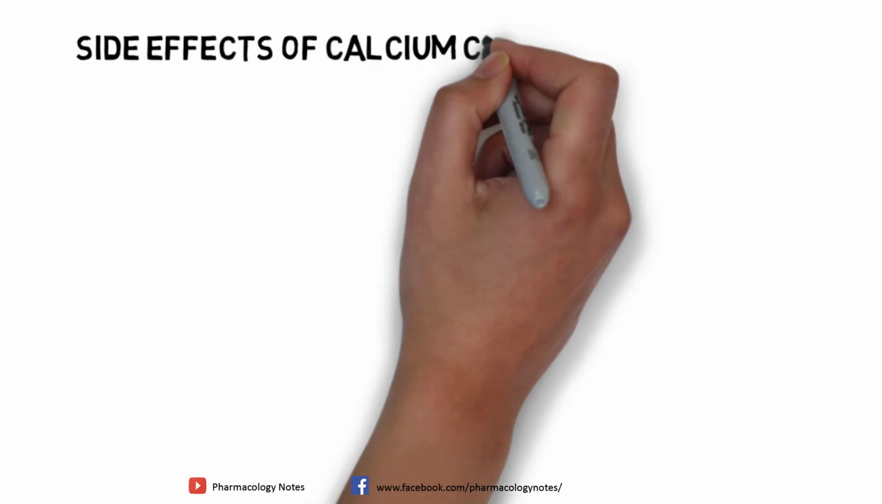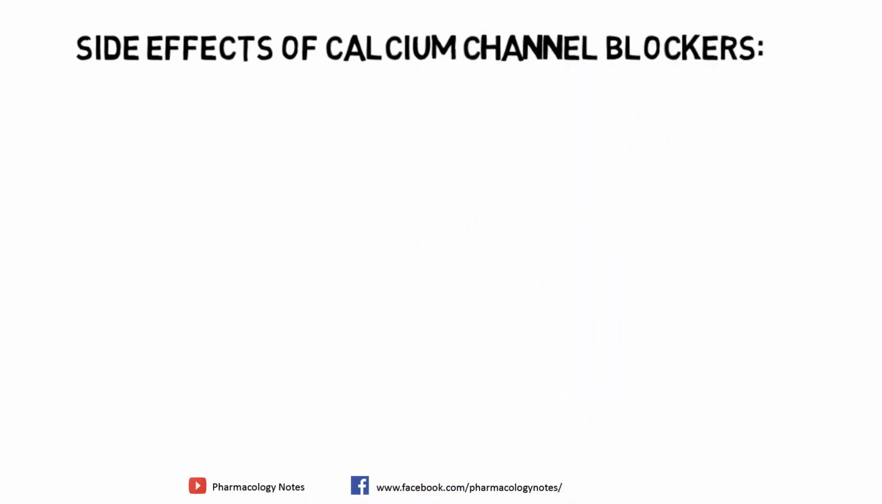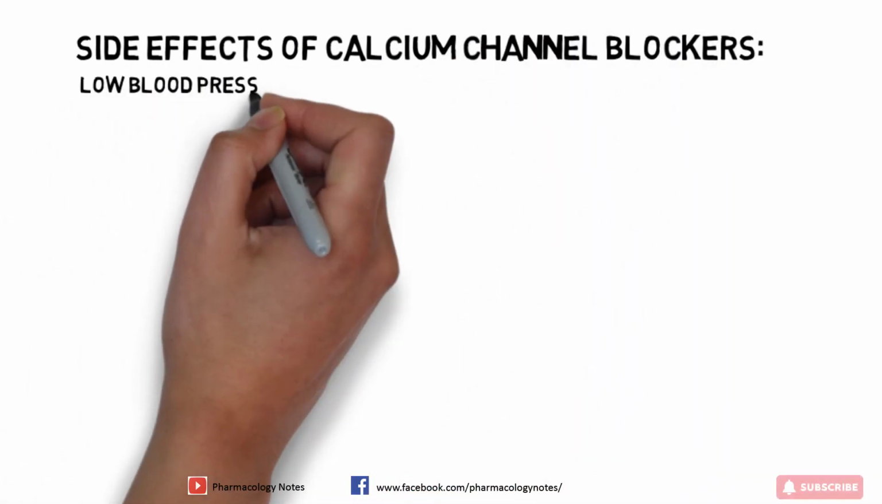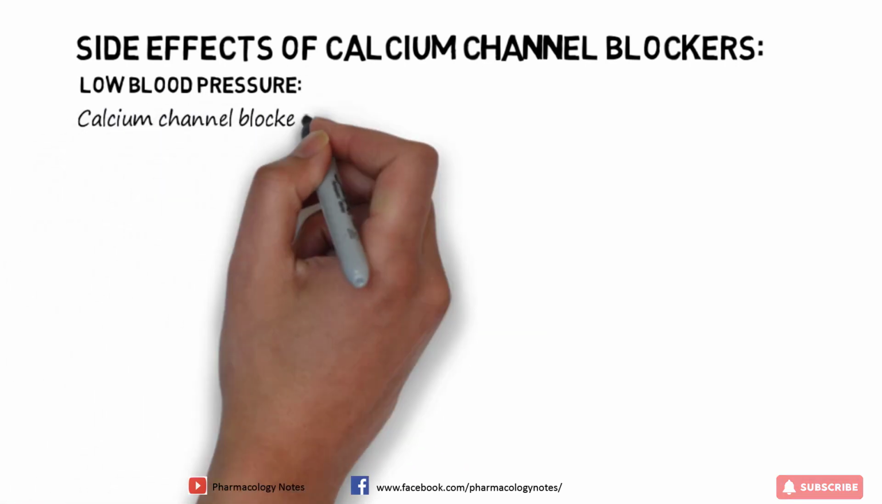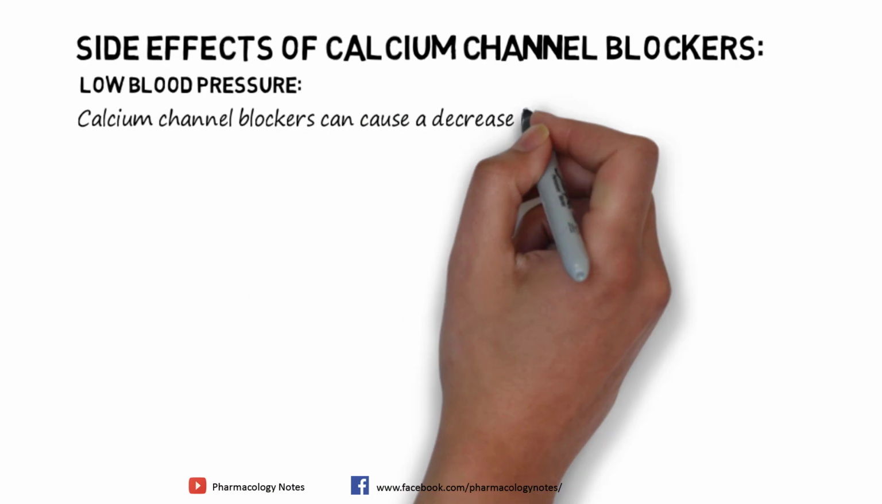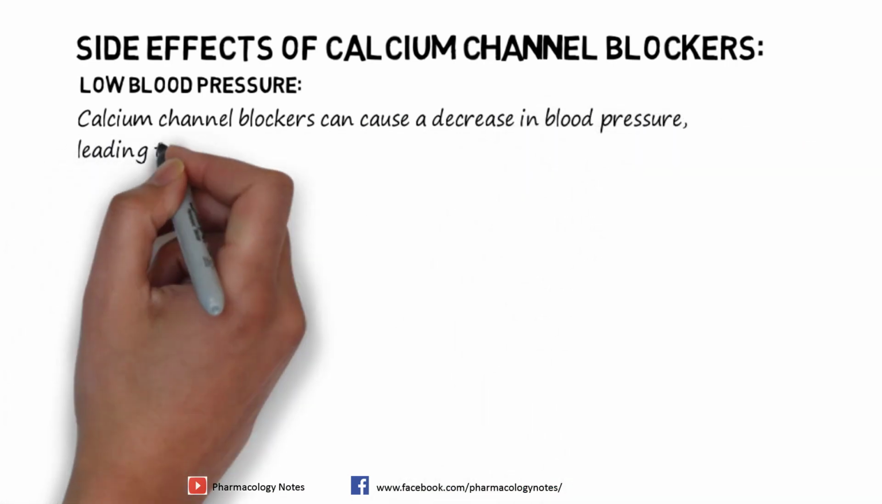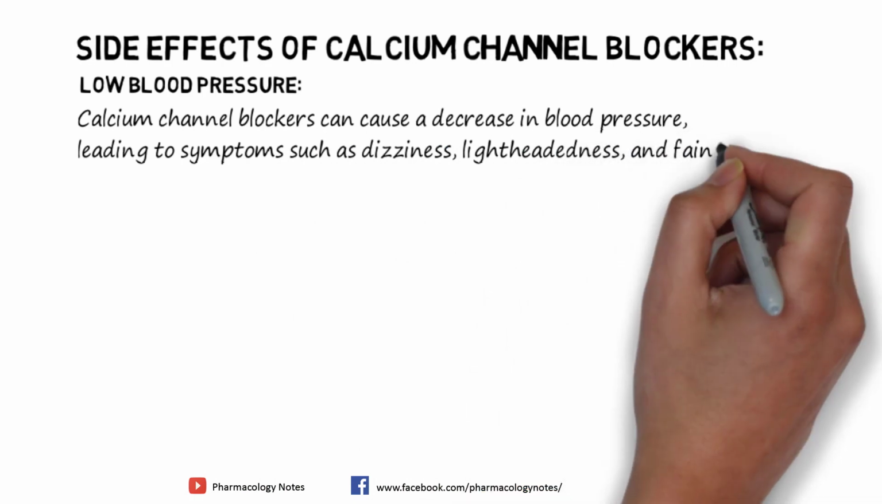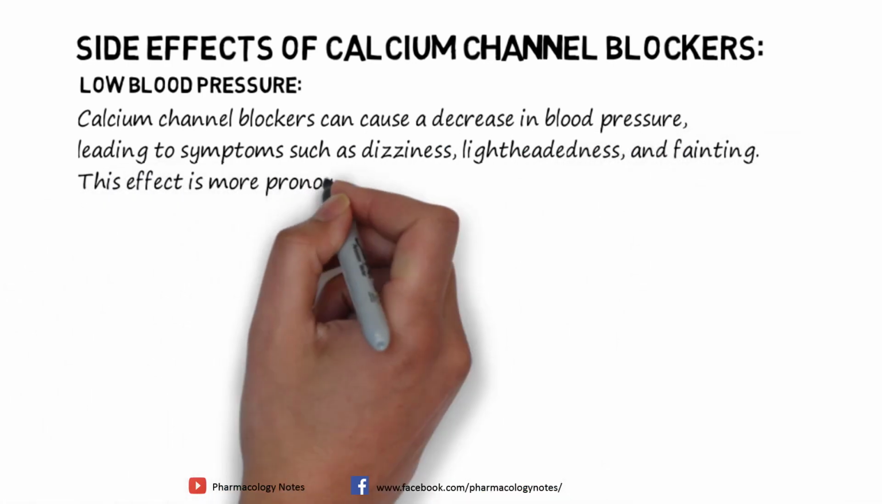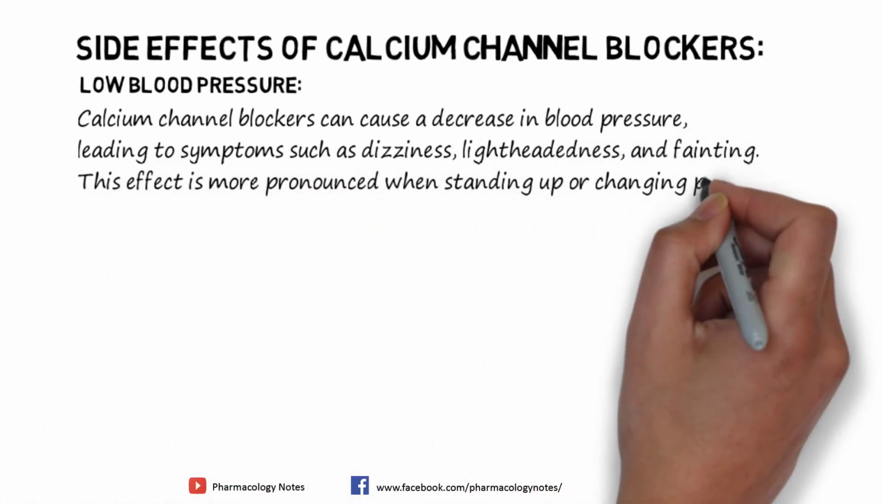Side effects of calcium channel blockers. Low blood pressure. Obviously, calcium channel blockers can cause a decrease in blood pressure, leading to symptoms such as dizziness, lightheadedness, fainting. This effect is more pronounced when standing up or changing position quickly.